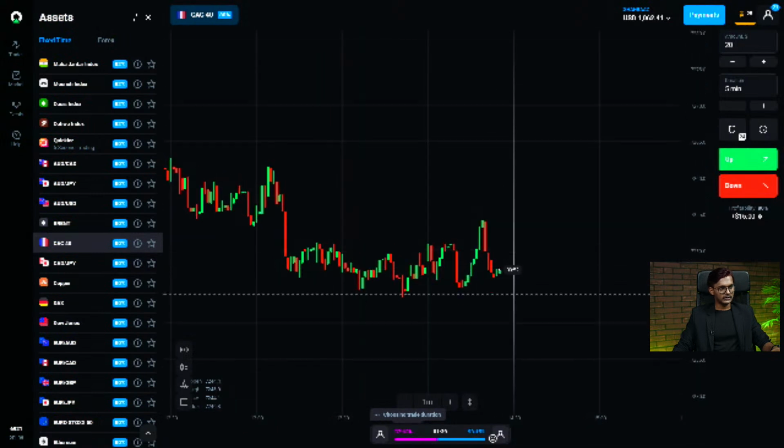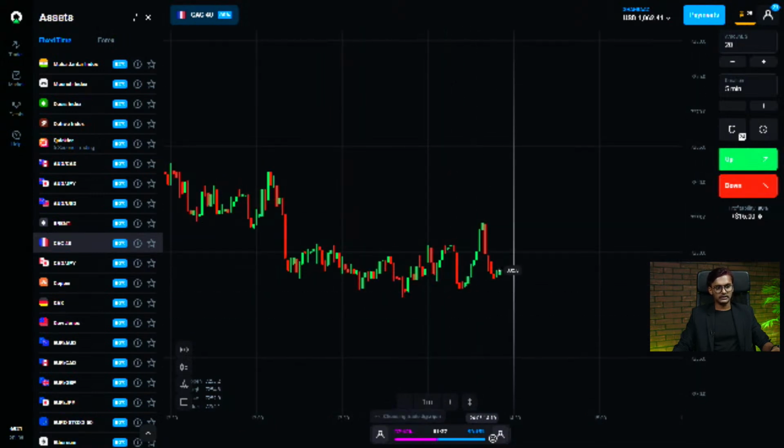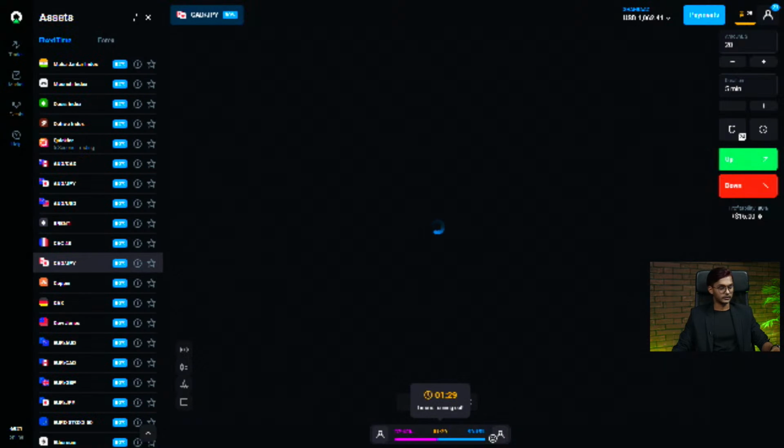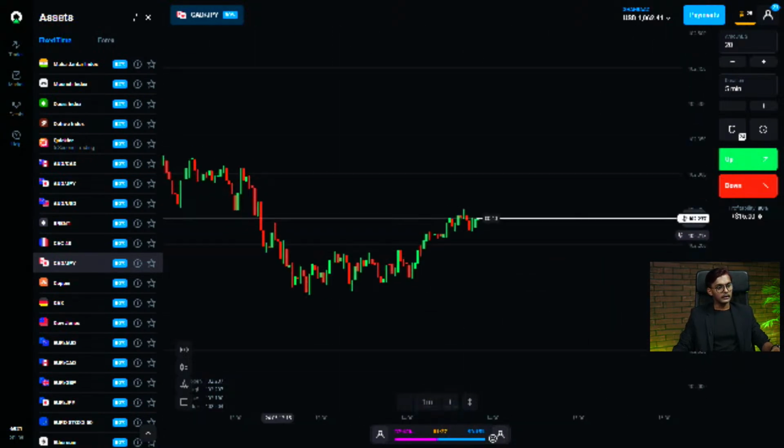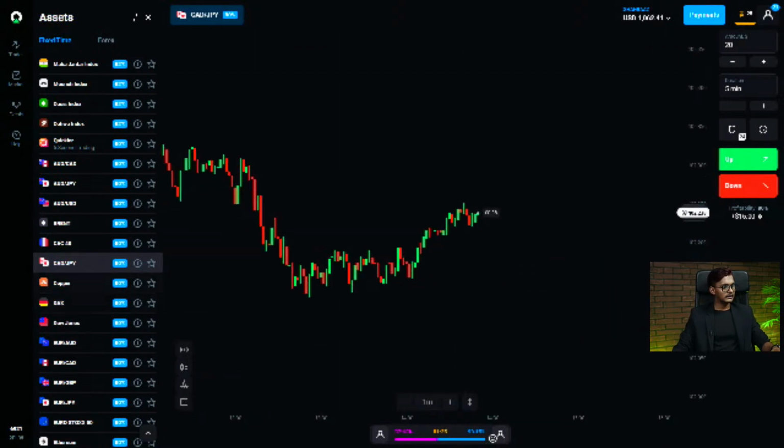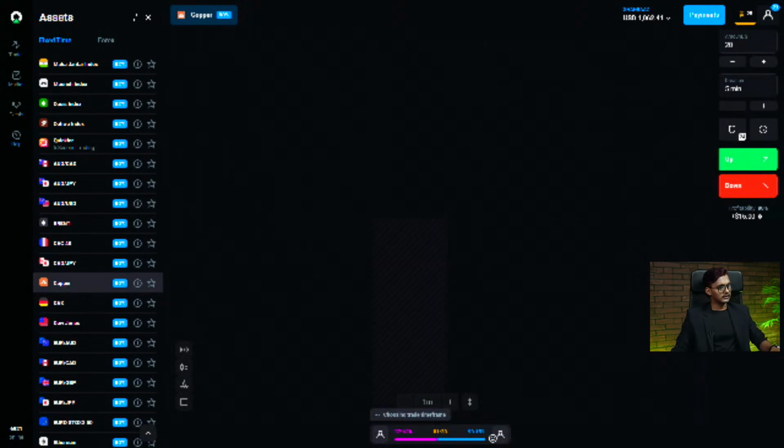Okay, same with the CAC 40 French index. It is in the consolidation phase with a good support level here. So considered for the future. Canadian JPY, nothing interesting.